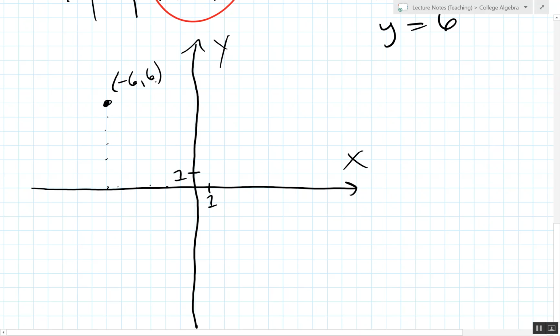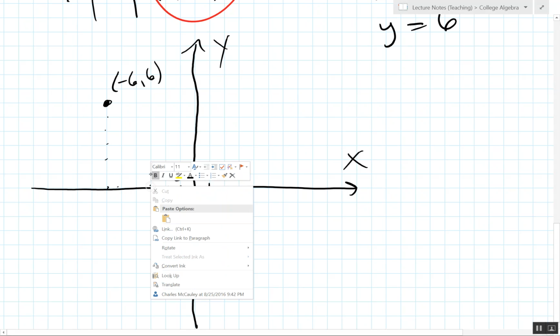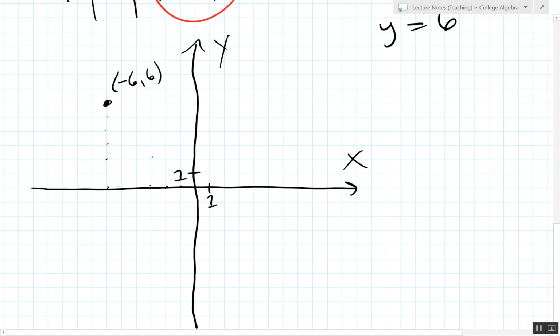The next we're going to go to negative 3, so 1, 2, 3, and then up 4: 1, 2, 3, and 4. And this is the point negative 3, 4. Then we're going to go to 0, 2. So 0 means we're going to stay on the y-axis and just go up 2. So here's the point 0, 2.